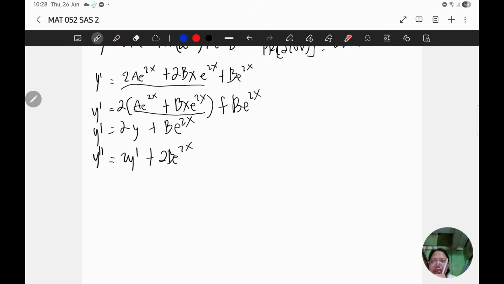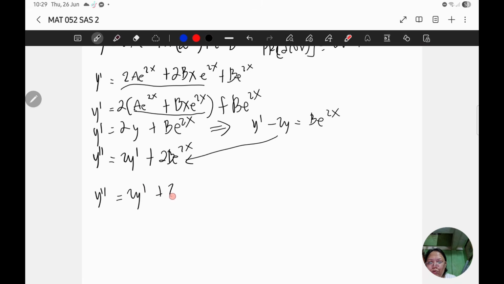Then, what is repeating? We have the b e to the 2x, right? So, let's arrange this equation. Transpose 2y to the left side. So, y prime minus 2y equals b e to the 2x. Then, substitute that into this equation. So, y double prime equals 2y prime plus 2 times b e to the 2x, and b e to the 2x is equal to y prime minus 2y.